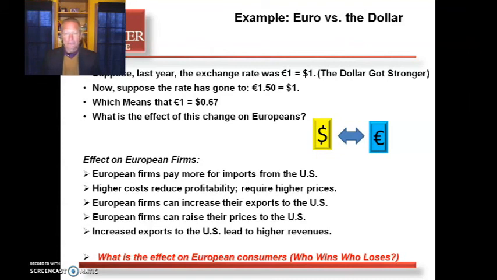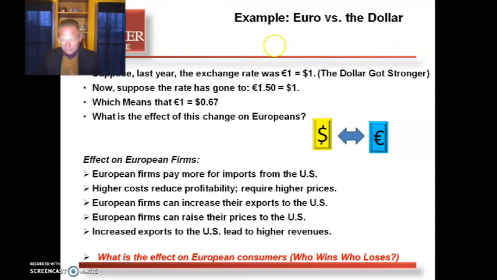In other words, before, €1 would buy $1. Now you've got to pay €1.50 to buy $1. So the dollar got way stronger, which also means that $0.67, or 67 cents, would buy €1.